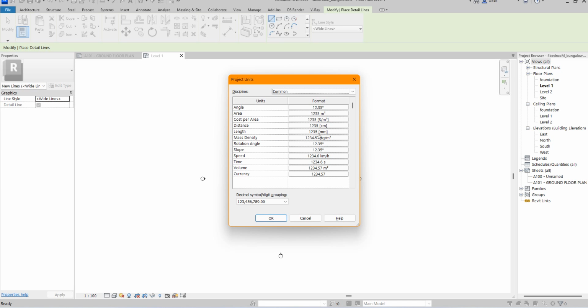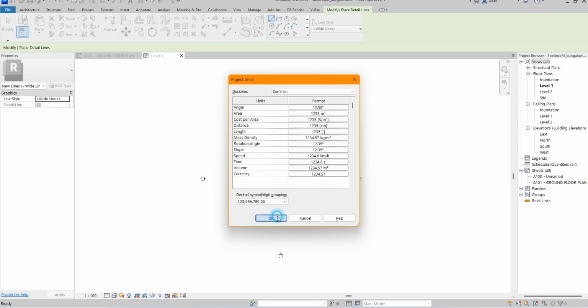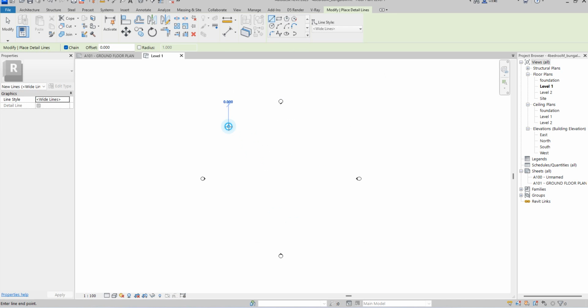So what we want to work on now is only the length. The length is what I want to change. I will just change it to feet. So after I draw in feet, I will go back here and change it again. So when I draw now, you see that this has changed to feet.